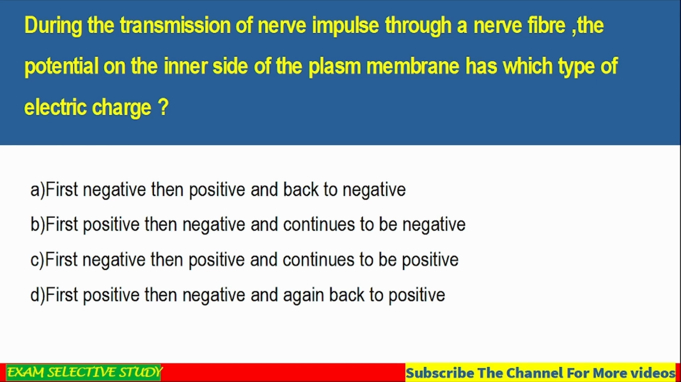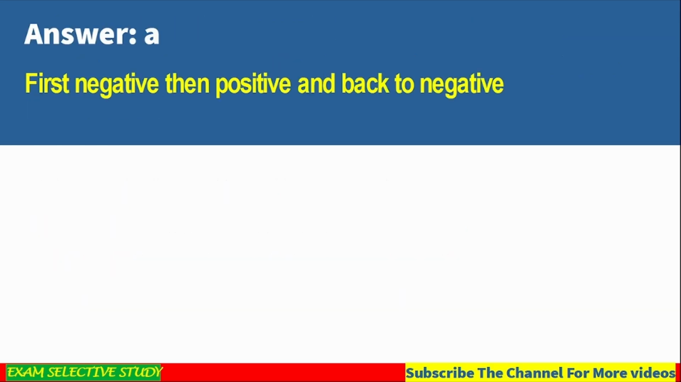Options: first negative, then positive and back to negative. Next option: first positive, then negative and continues to be negative. Next option: first negative, then positive and continues to be positive. Next option: first positive, then negative and again back to positive. Answer. First negative, then positive and back to negative.